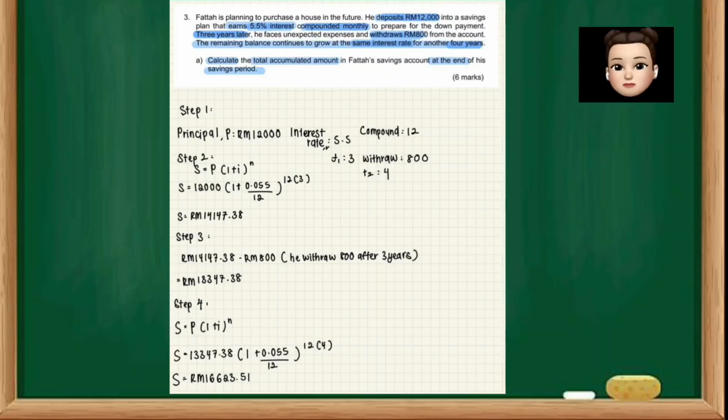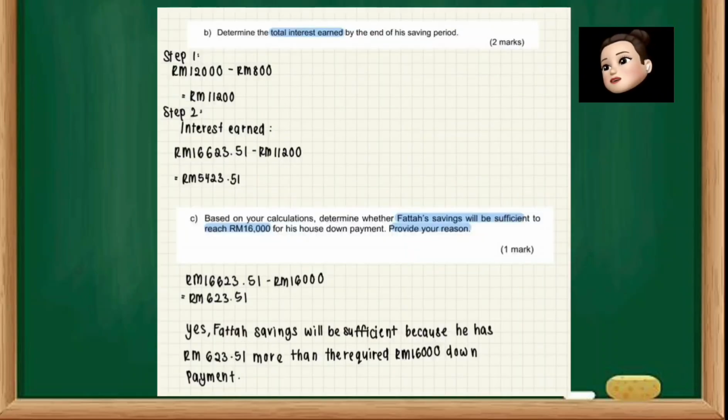For question A. For question B, we have to determine the total interest earned by the end of his saving period. So we have to find the effective principal after withdrawal, which is we have to use the 12,000 ringgit minus 800, then we get 11,200 ringgit. Then after that, we have to find the interest by using the final accumulated amount, which is 16,623 ringgit 51 cents minus 11,200 ringgit, and the answer is going to be 5,423 ringgit 51 cents.